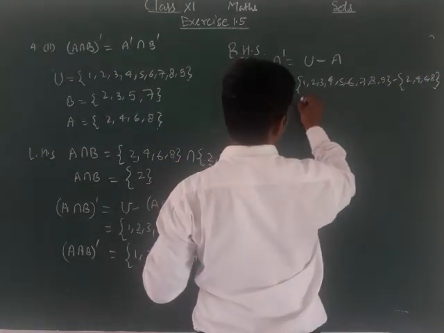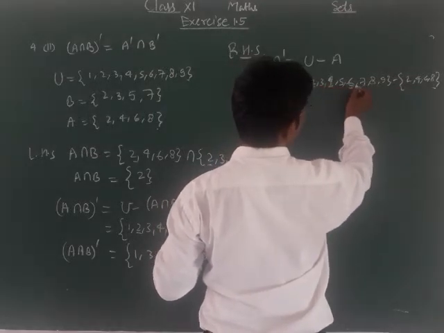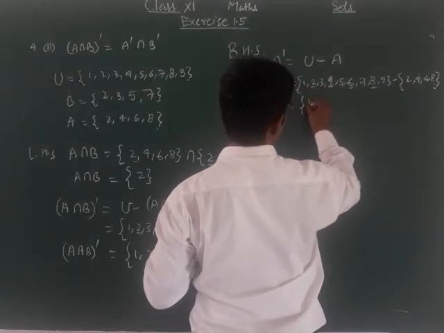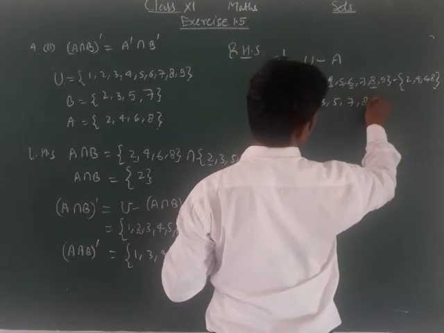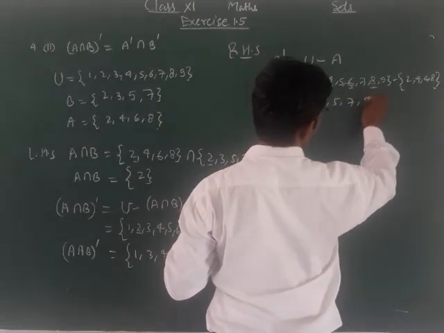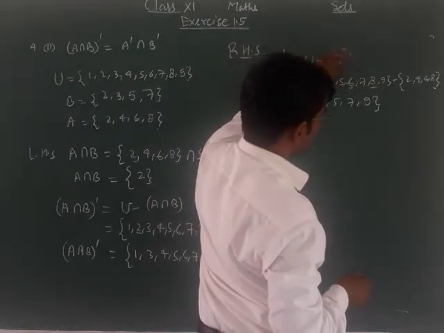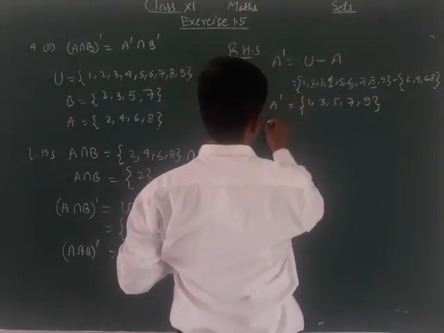So this is 2, 4, 6 and 8 present in this. So only 1, 3, 5, 7, 9 are not in this set. Those elements not present in this set, this is U minus A. This is the complement of A.